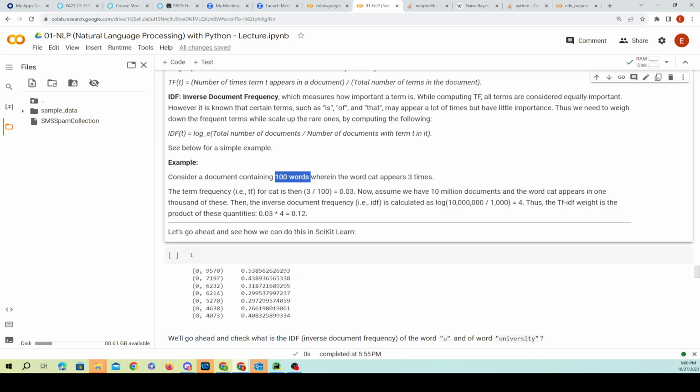But for the inverse document frequency, we are saying that there's 10 million documents, and 1,000 of these documents contain that word cat. The way we figure out the inverse document frequency will be to take the log of 10 million divided by 1,000, which is going to give us a value of 4. So the weight is the product of these quantifiers: 0.3, the frequency, times the log of the number of documents that you have divided by the number of documents it appears in. So this is going to give you the weight value. It's going to be 0.2.